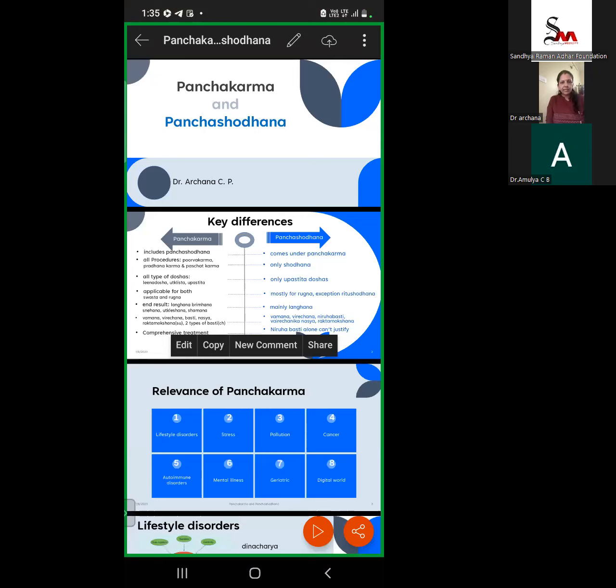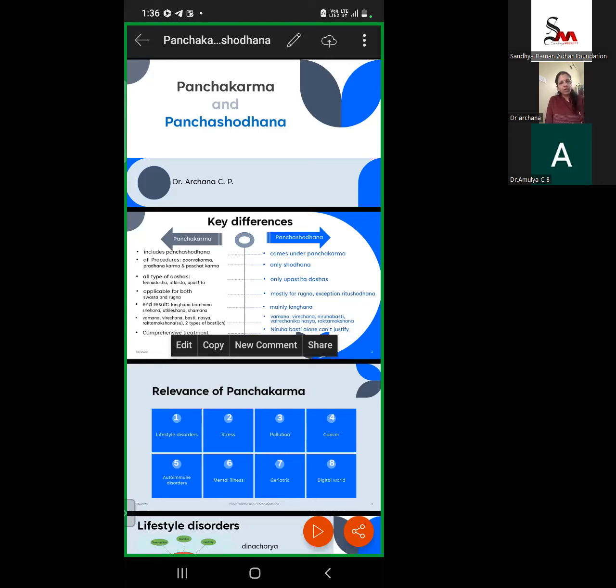We shall start today's class where the first topic is the difference between Panchakarma and Panchashodhana, and the second topic is the relevance of Panchakarma in today's life. When we hear these two words, it feels as if both are the same, right? All these days, whenever we want to do some chikitsa in Ayurveda, we say Panchakarma without a single thought, and classically there is one more word, Panchashodhana.